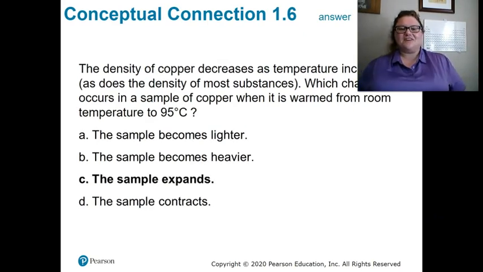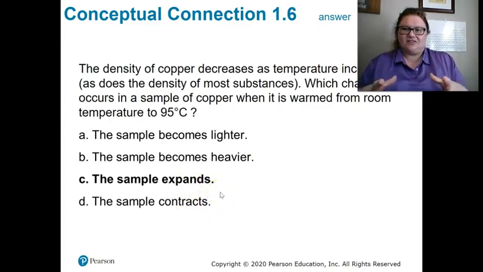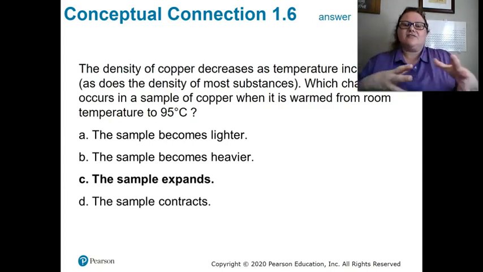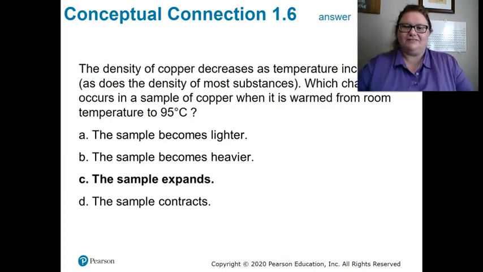All right, so the correct answer for this one would be that the sample expands. Lighter and heavier are going to refer to mass or weight, because we don't know if we're counting gravity or not. The expanding and the contracting, however, is how the density, so remember that's the ratio of how much mass per volume it takes up. So if you warm it up, the molecules are moving faster, and that's going to translate to them pushing more. So that's going to work on the volume component of the density ratio.